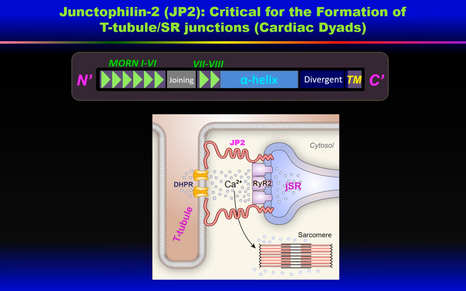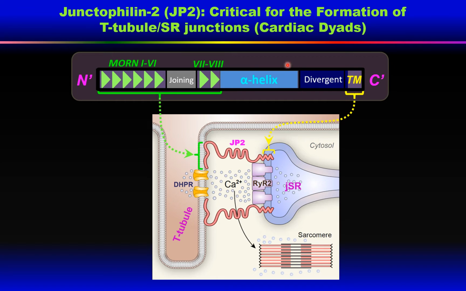Here is a schematic diagram of JP2 structure and functional domains. On the N-terminal, Junctophilin-2 contains 8 MORN motifs separated by a joining region. These MORN motifs have special affinity for the plasma membrane and are responsible for Junctophilin-2 binding with the T-tubular membrane. On the C-terminal, the transmembrane domain spans across the SR membrane.